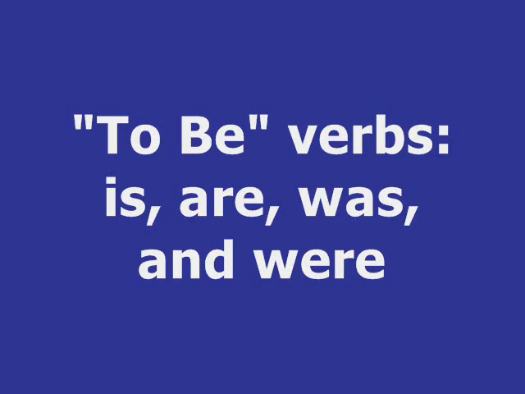Sometimes there is no action in a sentence. For example, if I say, he is here, there was no action in that sentence, but nevertheless it was still a sentence because the verb was is. The words is, are, was, and were are verbs, but they're not active verbs. They are what we call the to-be verbs.